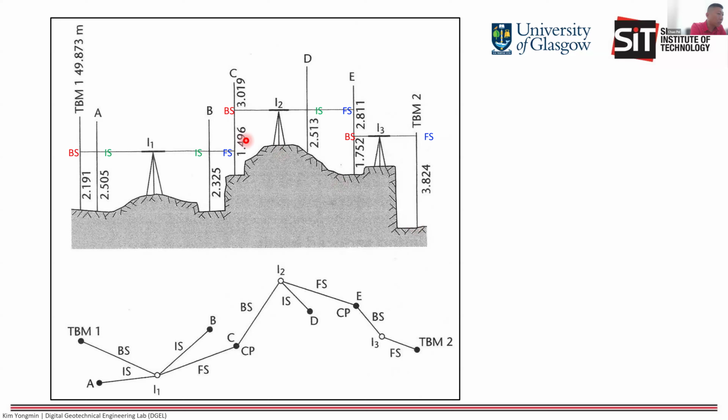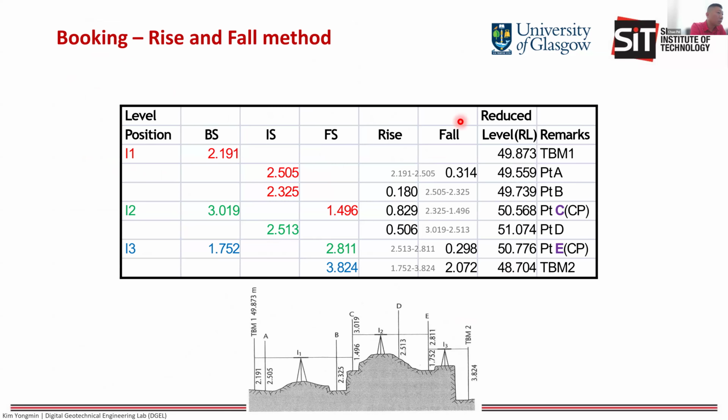So here, as I mentioned, what is the backsight, what is the intermediate sight, and what is the foresight. This is just for your reference. They tell you the TBM level. TBM1, the level is 49.873. So now we use our rise and fall method to do our booking.